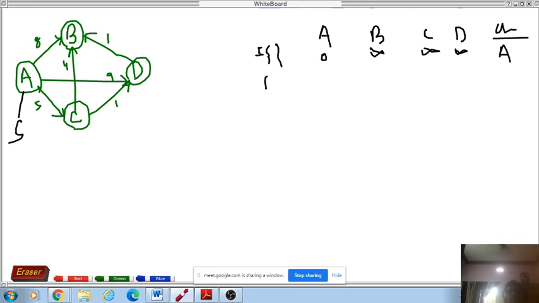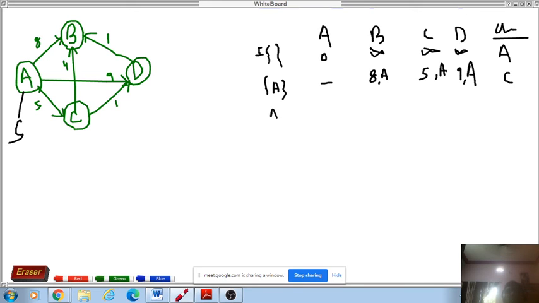So what am I choosing here? Next I am choosing A. Clear? Whenever I choose a vertex, I will not choose it again. So either the path from A to B, that is 8A, or from A to C, that is 5A, or the path to D, that is 9A. Which is the minimum among these? C. So I have to choose C.